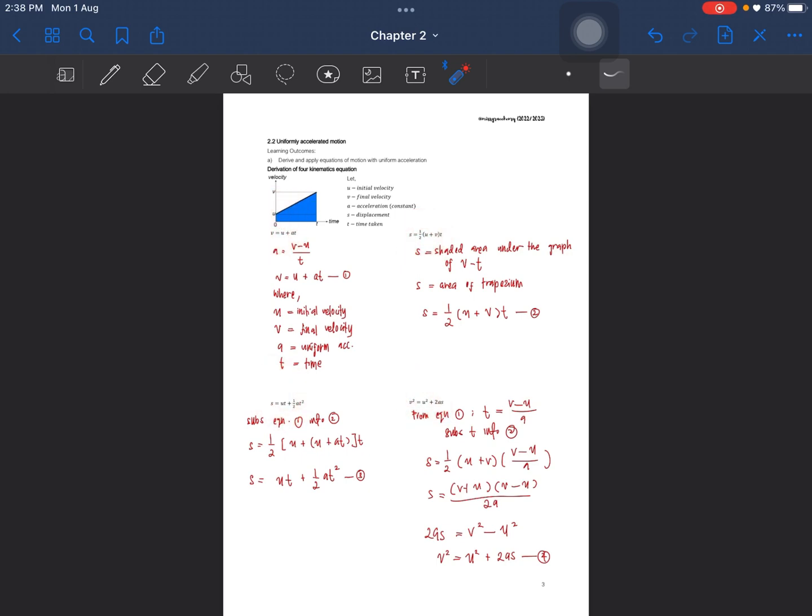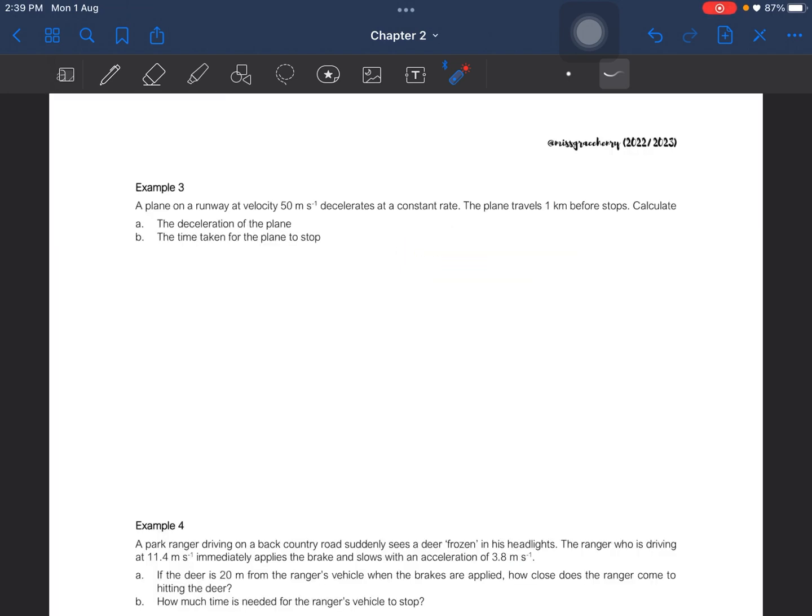Okay, example 3. A plane on a runway at a velocity of 50 meters per second decelerates at a constant rate. The plane travels 1 kilometer before it stops. We have to calculate the deceleration of the plane and the time taken for the plane to stop.